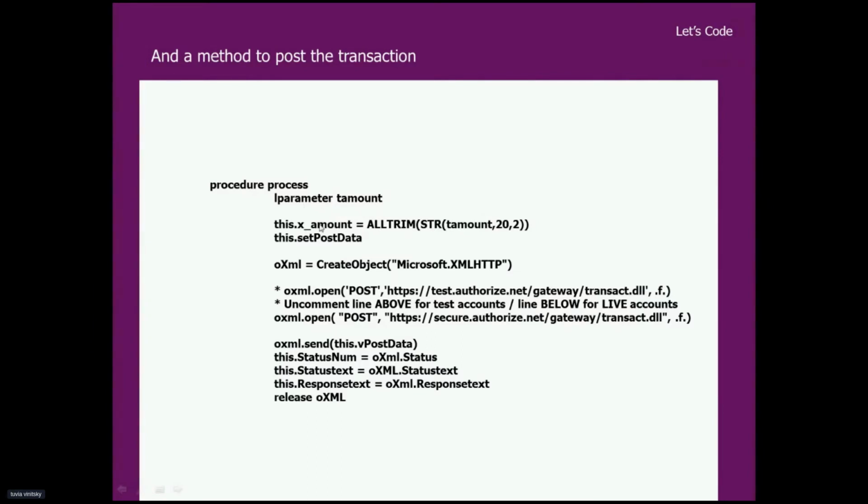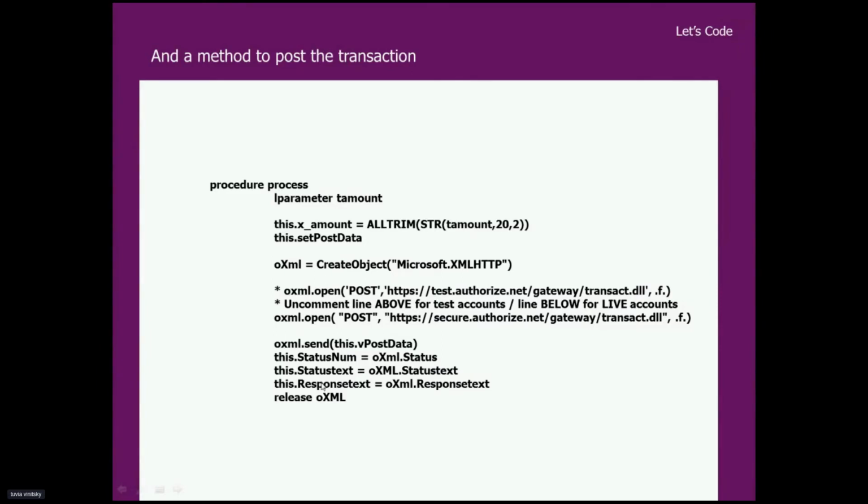Process updates the amount. It sets post data. And then it opens, in this case, secureauthorized.net, gateway transact DLL. Every gateway will be a little different. And it sends that. Now, once it's sent, authorized.net will fill in for me status number, status text, and response text.